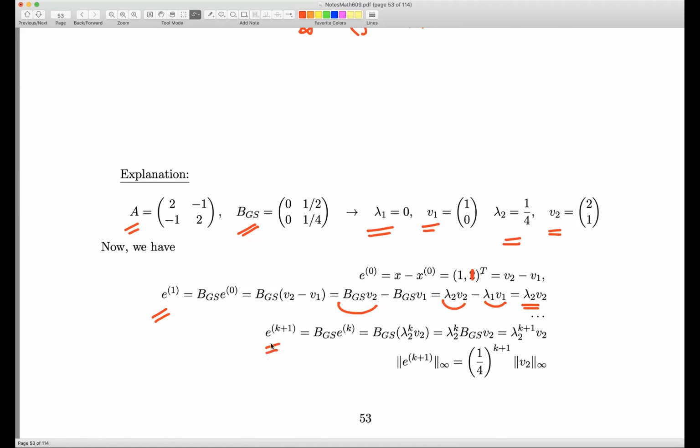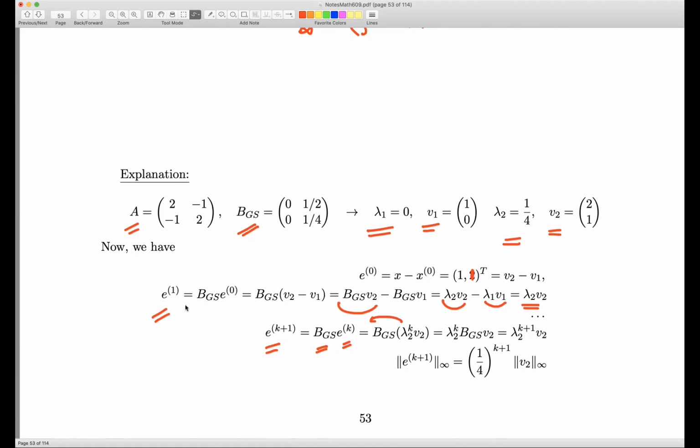In general, one can argue by induction that the error at the k+1 step is the Gauss-Seidel iteration matrix applied to the error at the k step, which is lambda 2 to the power k V2. Then lambda 2 goes out, and the iteration matrix applied to V2 gives lambda 2 times V2. Therefore, as a result, you have lambda 2 to the power k+1 times V2.